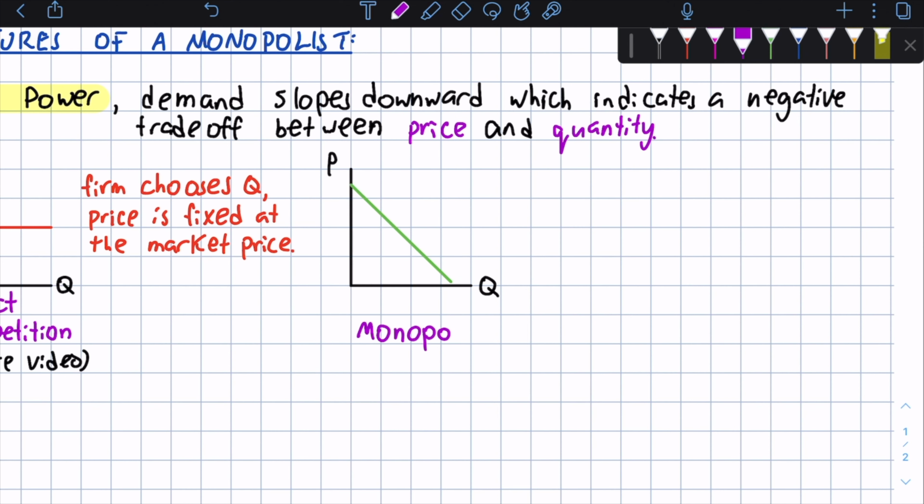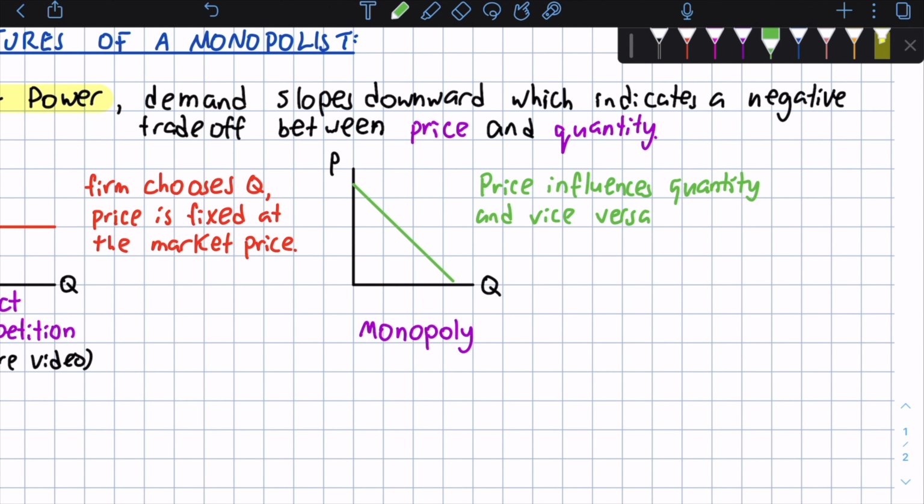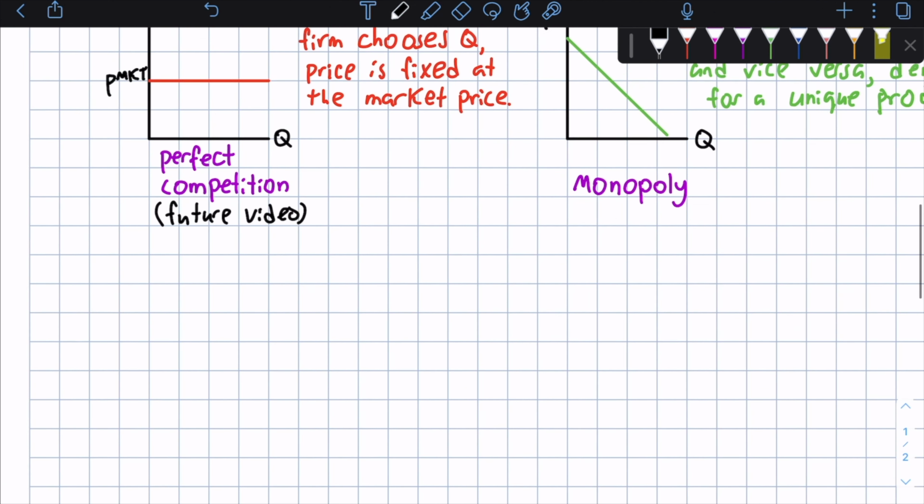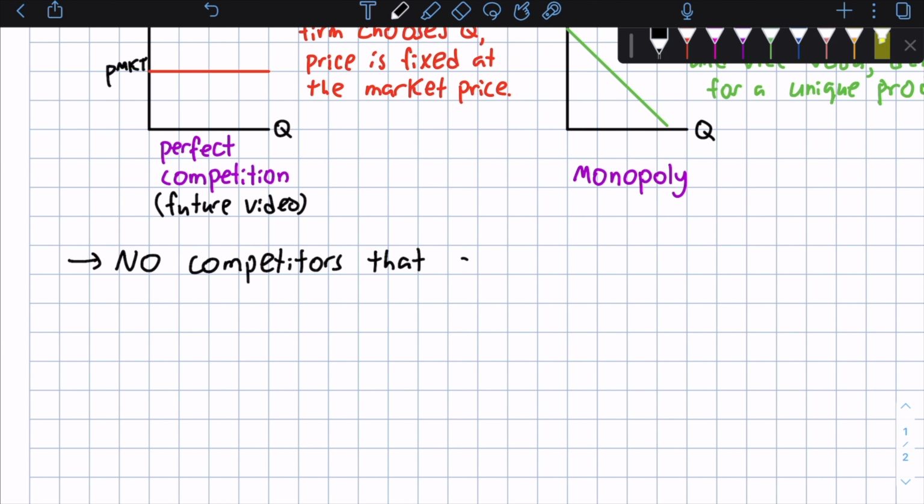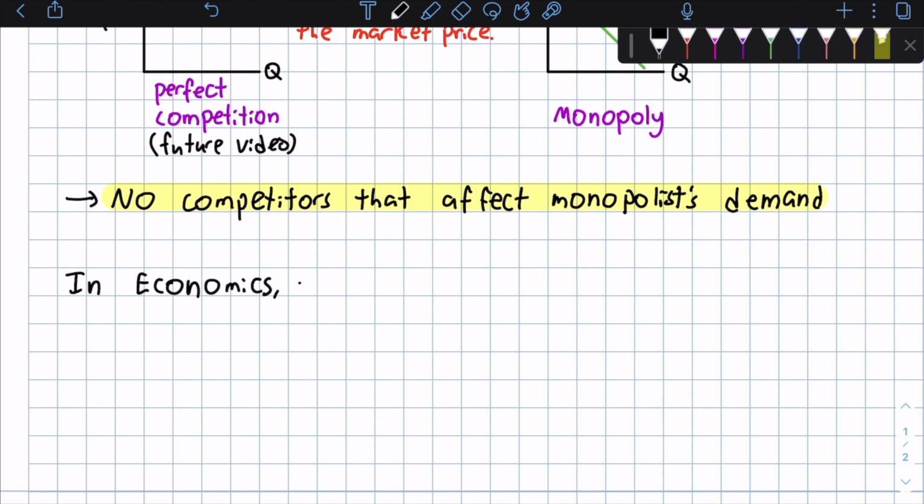Meanwhile, for the monopoly, we have a downward sloping demand curve, and this is more similar to the demand and supply lecture we saw, and that price influences quantity and vice versa, and this means it's for a unique product or service where they can charge different prices. And the second key feature is that no competitors exist that affect the demand of the monopolist.